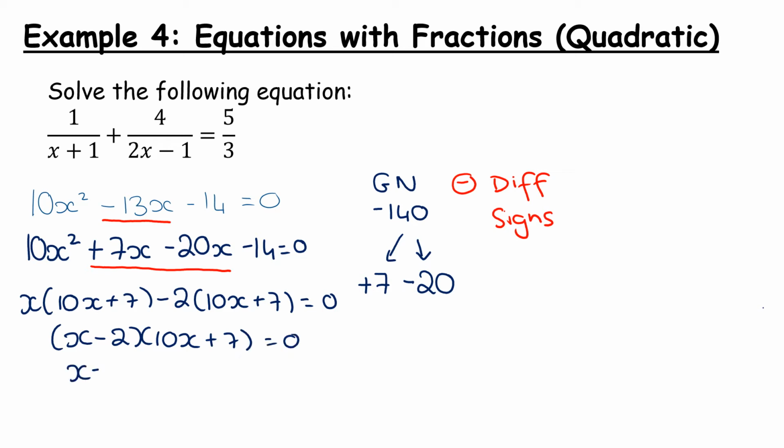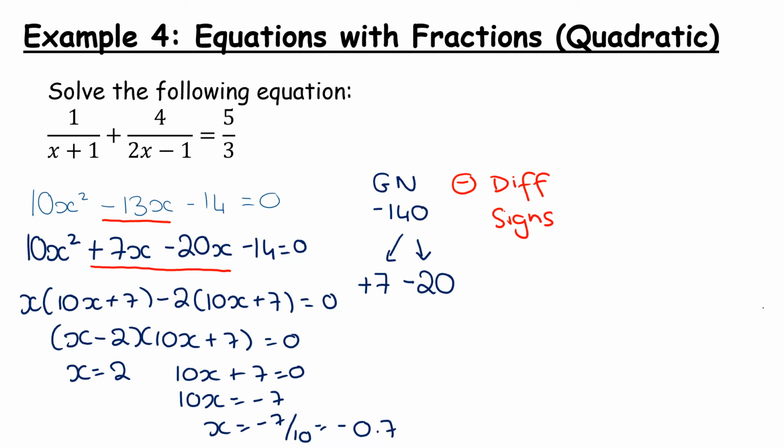So x equals 2. And 10x plus 7 equals 0, and we find x. So 10x equals minus 7. So x is equal to minus 7 over 10, or minus 0.7 if you prefer decimal.